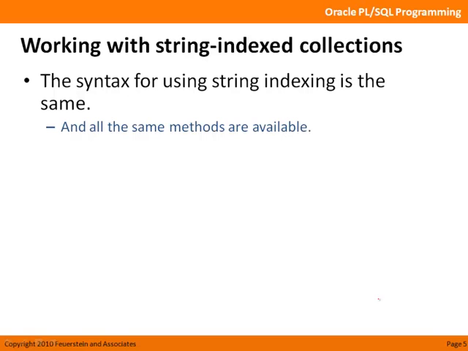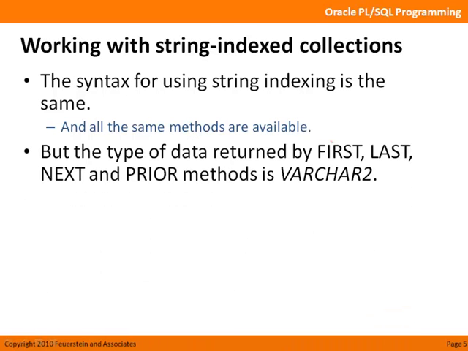First of all, the syntax for using string indexing is pretty much the same as integer indexing. All the same methods are available. Basically the same code will be written. The only difference is that your indexes are strings, and as a result, the type of data returned by the first and last methods, the next and prior methods, are strings rather than integers.